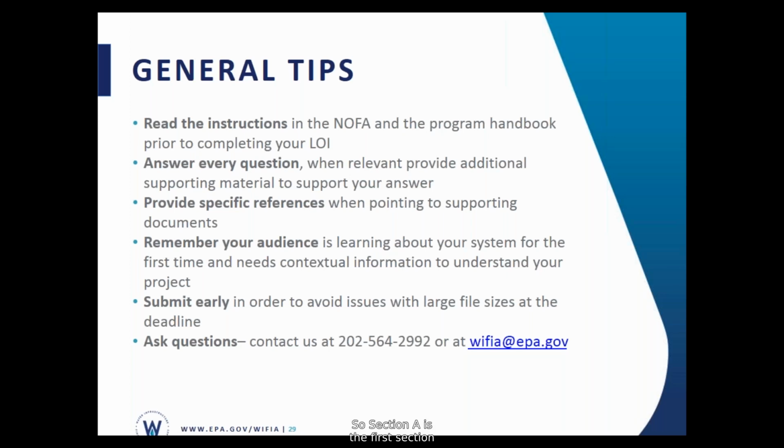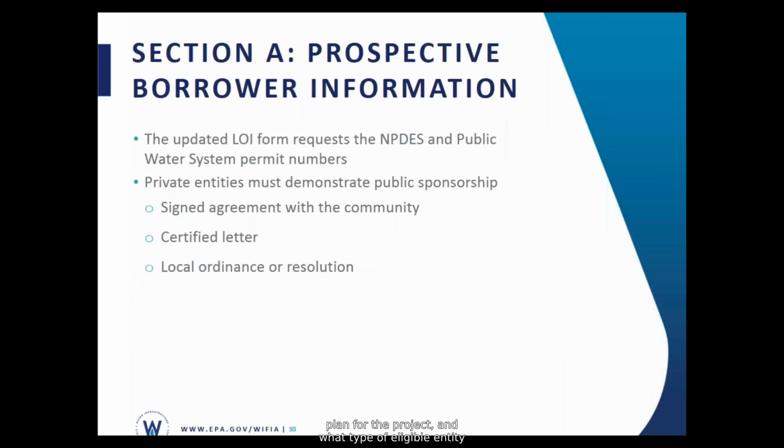Okay, so Section A is the first section in the letter of interest form, and for the most part, it's pretty straightforward. Here you basically tell us who you are, the organizational structure or management plan for the project, and what type of eligible entity you are. And if you are a private entity, you must provide evidence of public sponsorship. This needs to be stronger than a simple statement asserting this. It can be a board resolution, an agreement with the community, or something else like that. Note that the updated form asks when you would be ready to submit an application if your LOI is selected in this round.